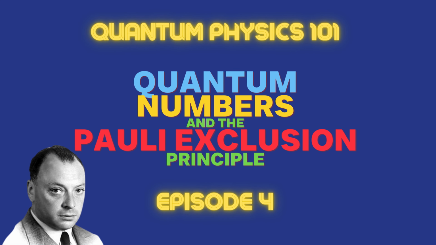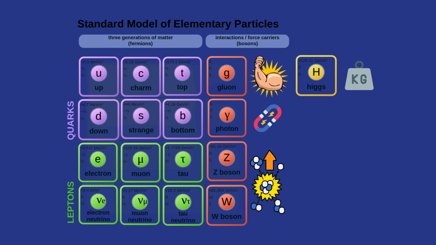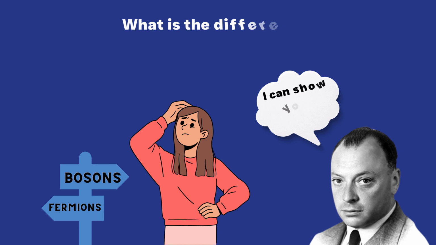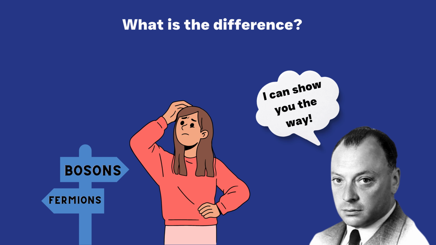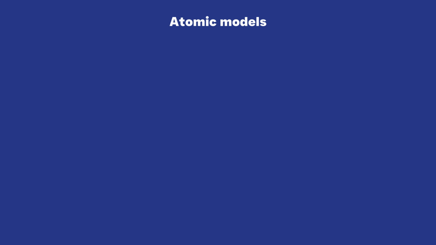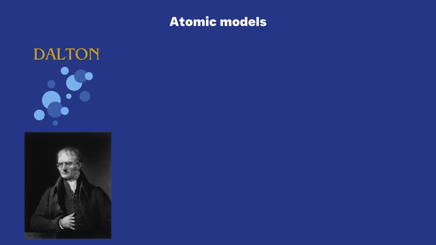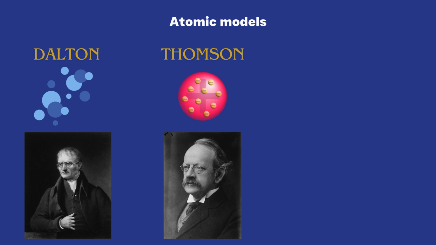In our last video, we learned about the fermions and bosons that the Standard Model comprises. Today: what is the difference between bosons and fermions? The Pauli exclusion principle. Do you remember when your teacher showed you the different atomic models? They were not tiny balls or plum pudding after all, right?